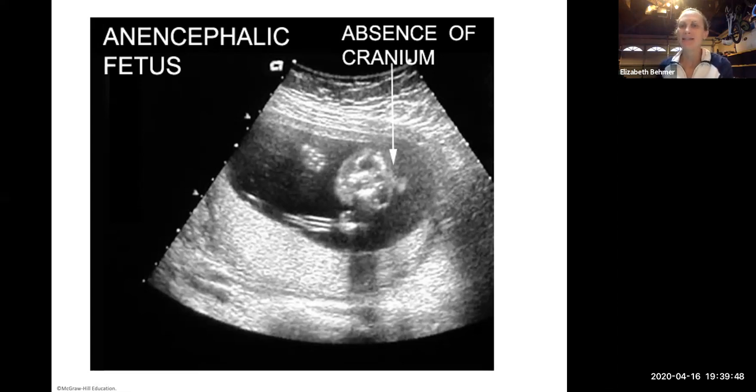But this is anencephaly. You can see the absence of the cranium. So here are this little guy's two eyes, and above you can see how the cranium is not completely formed where the arrow is. So that would show an absence of cranium or skull bones around the brain. And then I think I have one more.